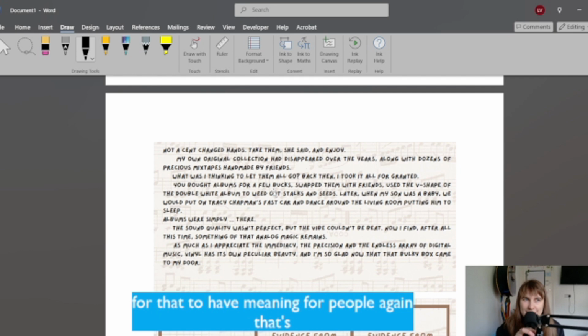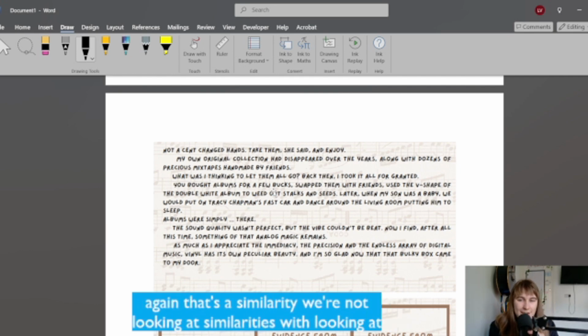Again, that's a similarity. We're not looking at similarities, we're looking at differences. So this is quite a hard question.